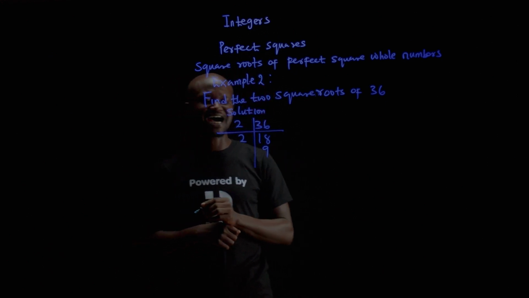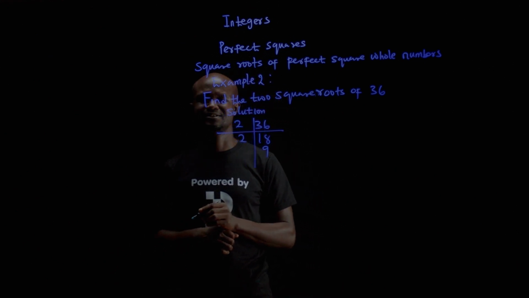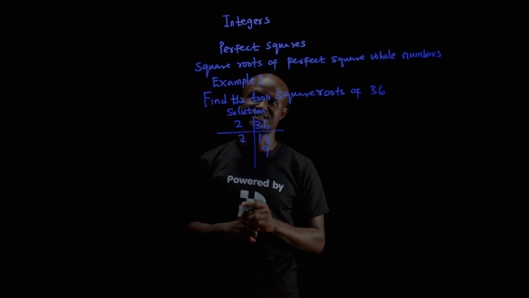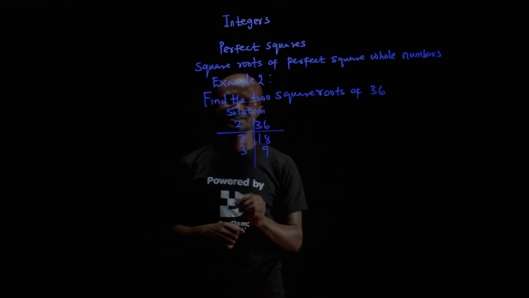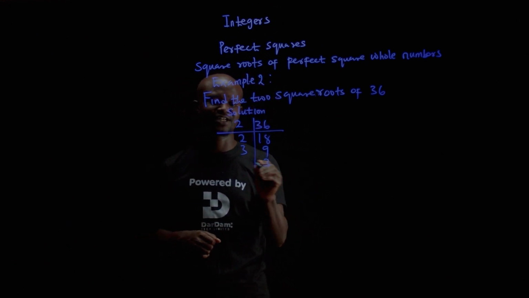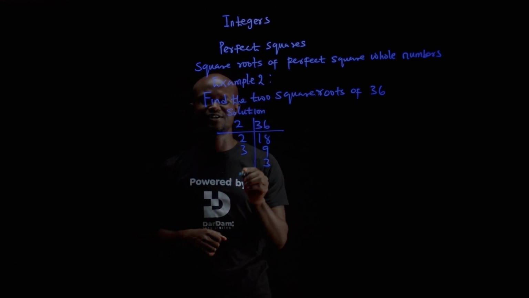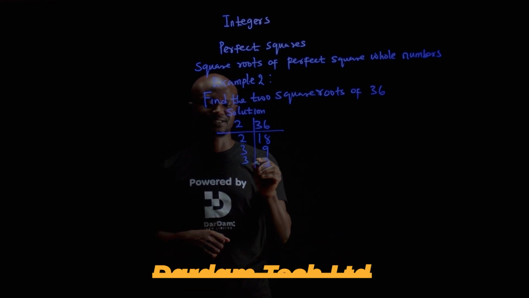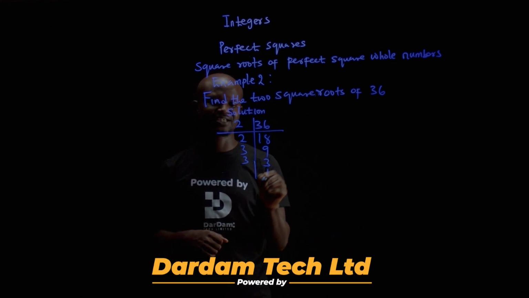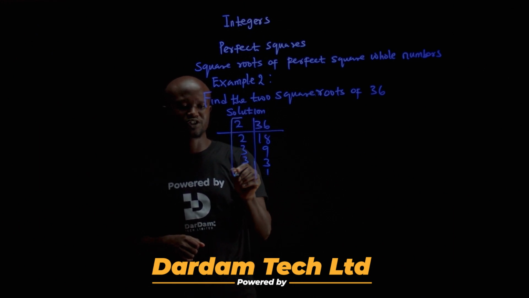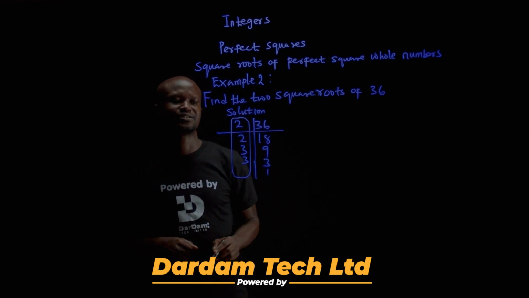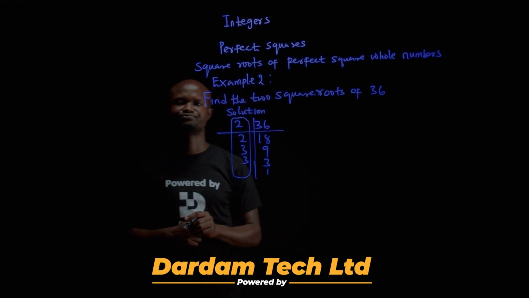What number will divide 9? The number that will divide 9 without any remainder, apart from 1, is 3. 9 divided by 3, we have 3. What number will divide 3 again? 3. Then 3 divided by 3 is 1. And this is what we are dealing with. This is what we need mainly.